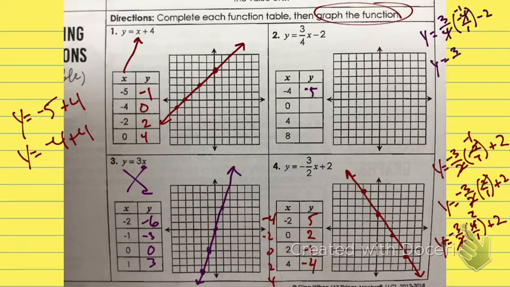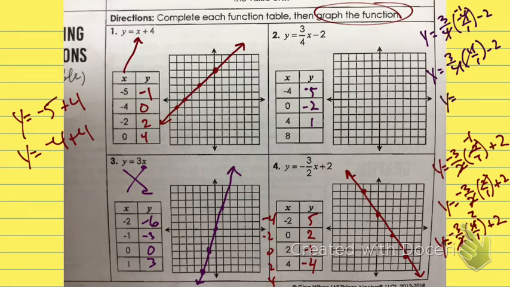I've got a 3/4. Oh, I'm not going to do the 0. I'm going to do the 0, but I don't need to substitute it in, right? Because 3/4 times 0 is just 0. Minus 2 is negative 2. All right, so next I have a 3/4 times 4. 4 and 4 cross simplify. 3 minus 2, 1.